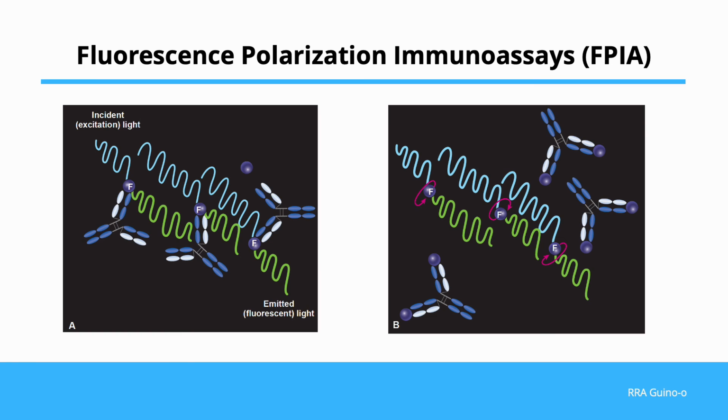In contrast, if you have a lot of target analyte in the patient sample, then you will find that more labeled antigens are unbound and free in solution. Because of the small size of these antigens, they freely tumble in the solution. And when polarized light excites the fluorescent probes found on those antigens, because of the tumbling nature of the antigen, the fluorescence produced is no longer polarized. So once again, in a fluorescence polarization immunoassay, the amount of fluorescence detected is inversely proportional to the concentration of the analyte.